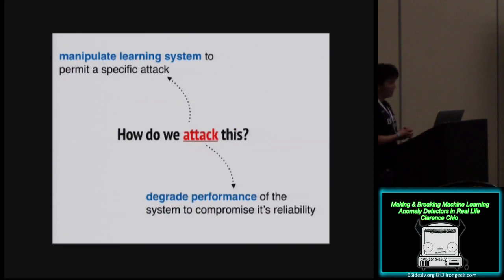Why do we want to do that? We want to see how secure this is. If we're doing it for a security application, we have to fundamentally see if this meets the security requirements of any system that we're using in production. So how do we attack this? We want to manipulate the learning system to perform any specific attack, and also degrade performance such that people using the system can't trust it.